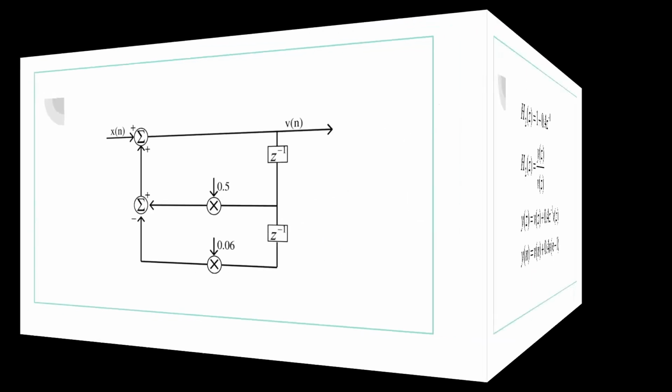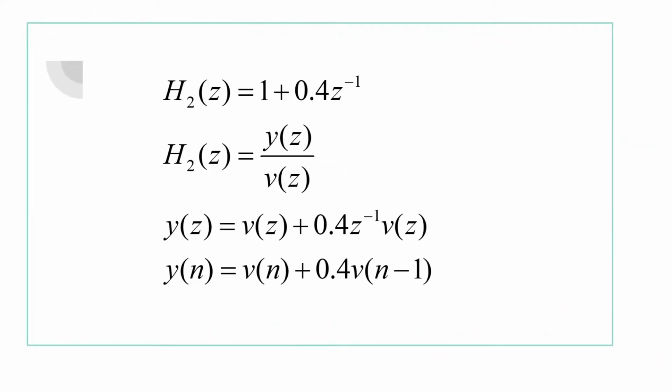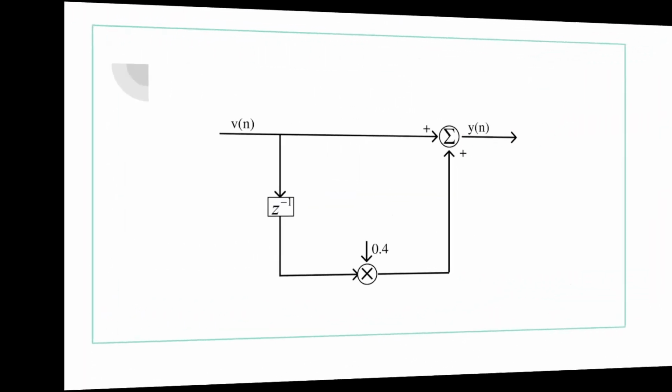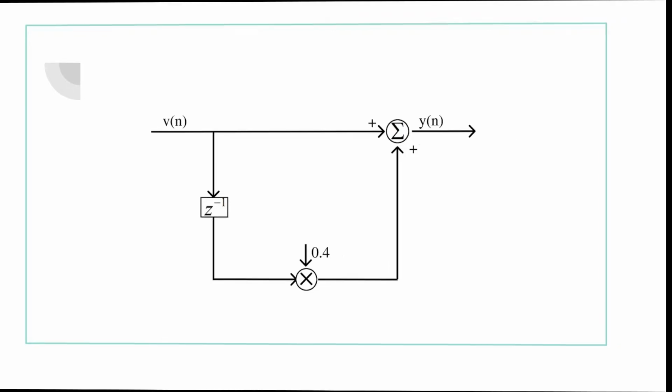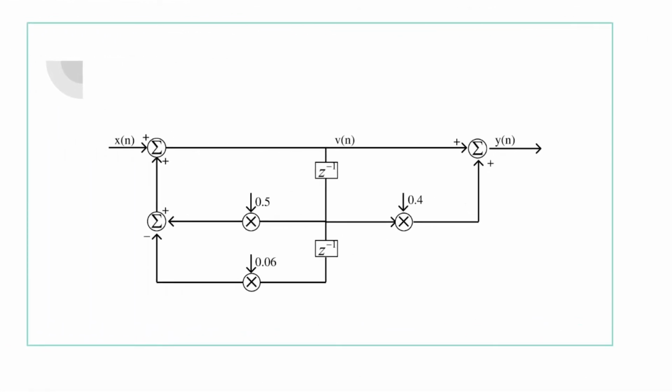Now coming to the zeros, we'll consider the zeros, nothing but the numerator of the transfer function, as H2(z). After cross multiplication and doing the inverse Z transform, we'll get y(n) in terms of v(n) and delayed v(n). If we write the flow graph for H2(z), we'll get this diagram. After combining H1(z) and H2(z), we'll get the required direct form 2 structure with the input x(n) and output y(n). At the input side we have poles and at the output side we have zeros.